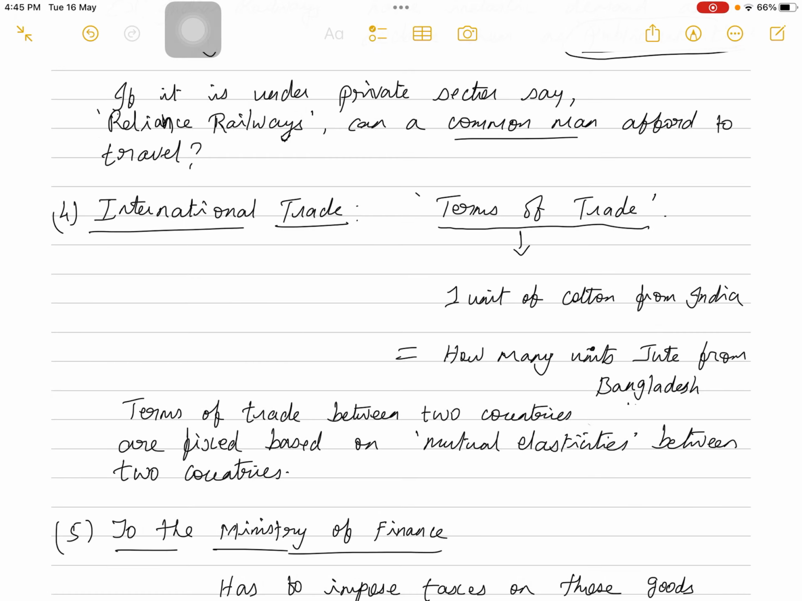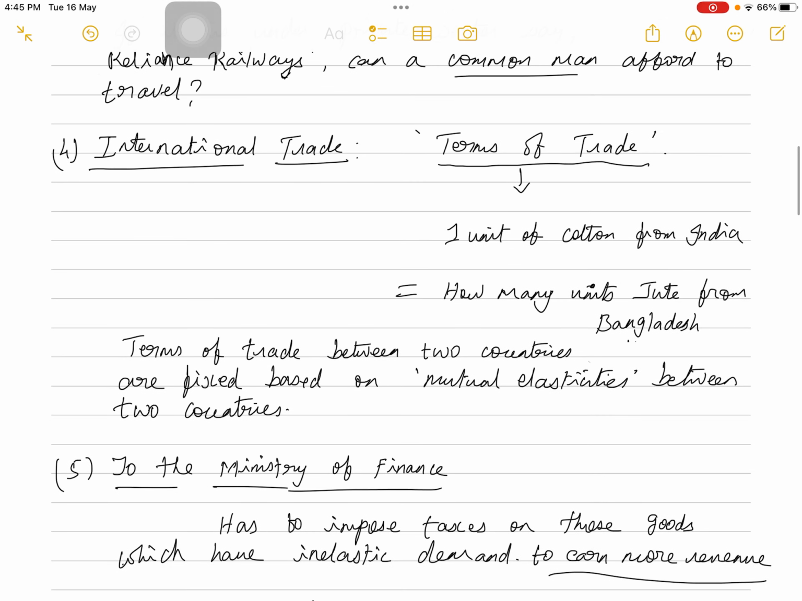How many units can you import of that particular commodity? That is the terms of trade. Now this terms of trade between the two countries is fixed based on the mutual elasticities between the countries. Maybe cotton has inelastic demand, so Bangladesh has to import cotton only from India, or jute, India has to import jute only from Bangladesh.